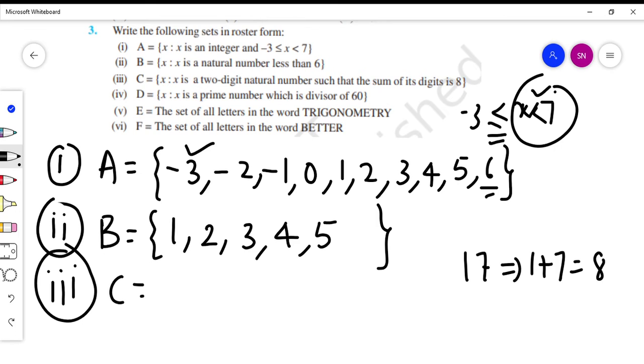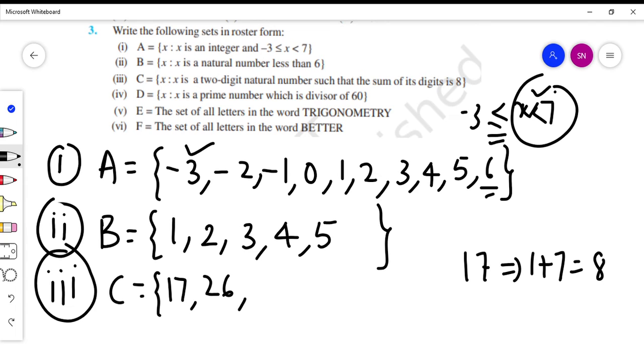I have to get combinations of numbers like this, in the sense, the number in the units place and the number in the tens place. When I add them both together, I will get the sum as 8. So likewise, how many two-digit numbers are there? I can start with 17. 1 plus 7 will give me 8.